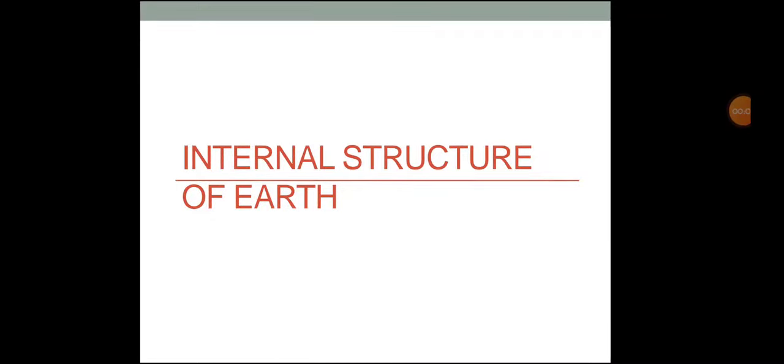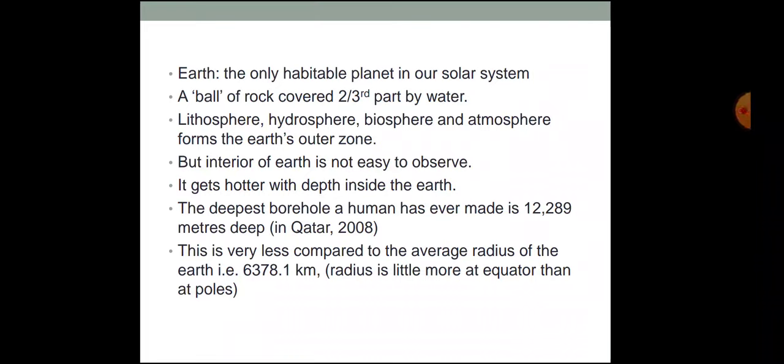Internal structure of Earth. Earth, the only habitable planet in our solar system. A ball of rock covered 2 by 3rd part of water. Lithosphere, hydrosphere, biosphere and atmosphere form the Earth's outer zone. But the interior of Earth is not easy to observe.